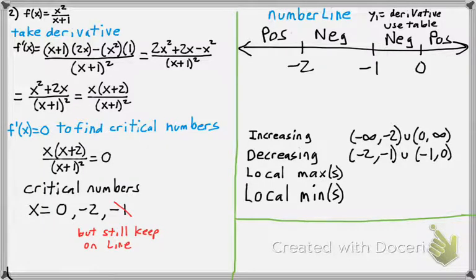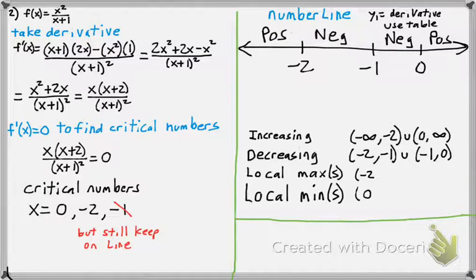The local max, that's where it changes from positive to negative. It's a critical number where it changes from positive to negative. So that's going to be at negative 2. The local min, that's where it changes from negative to positive. So that's going to be 0.